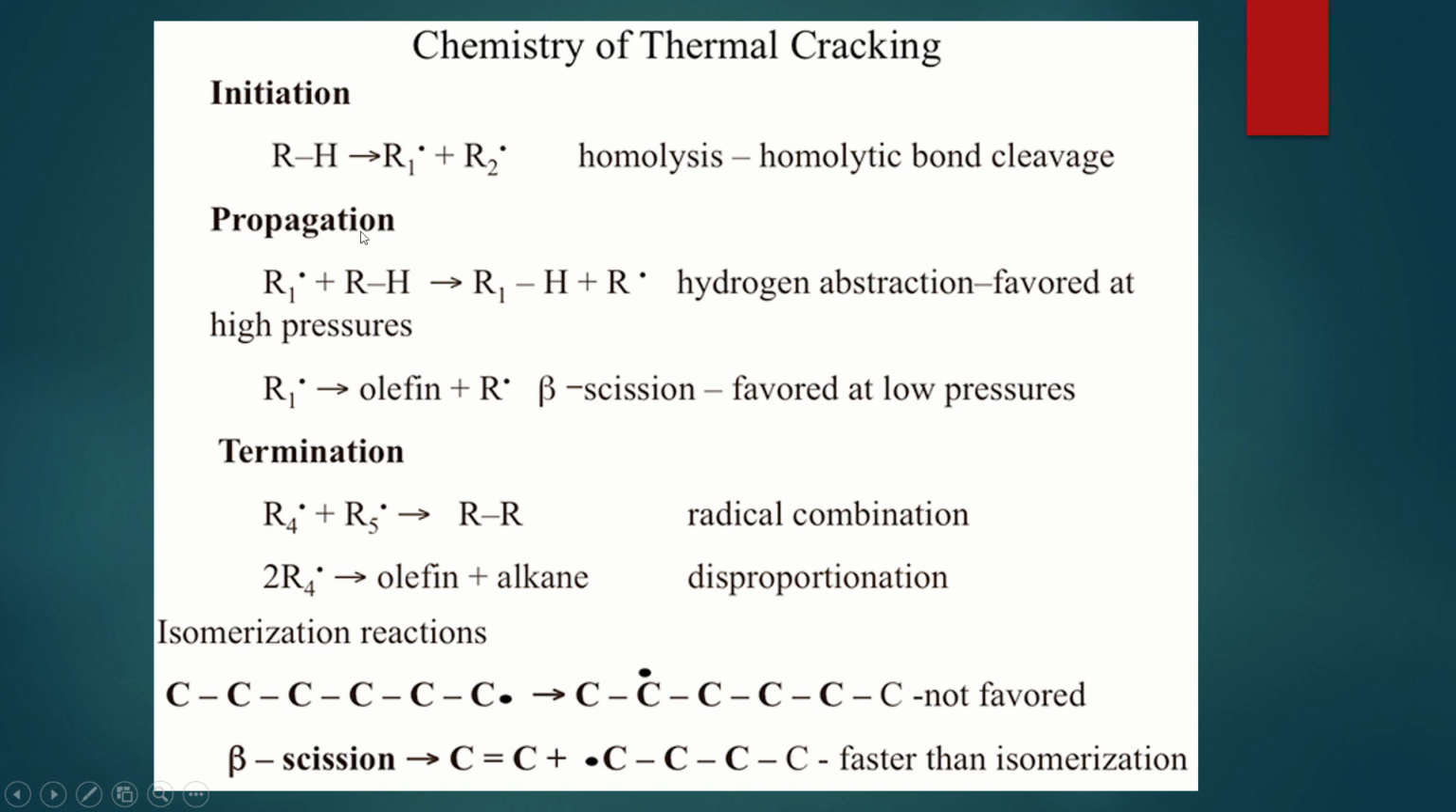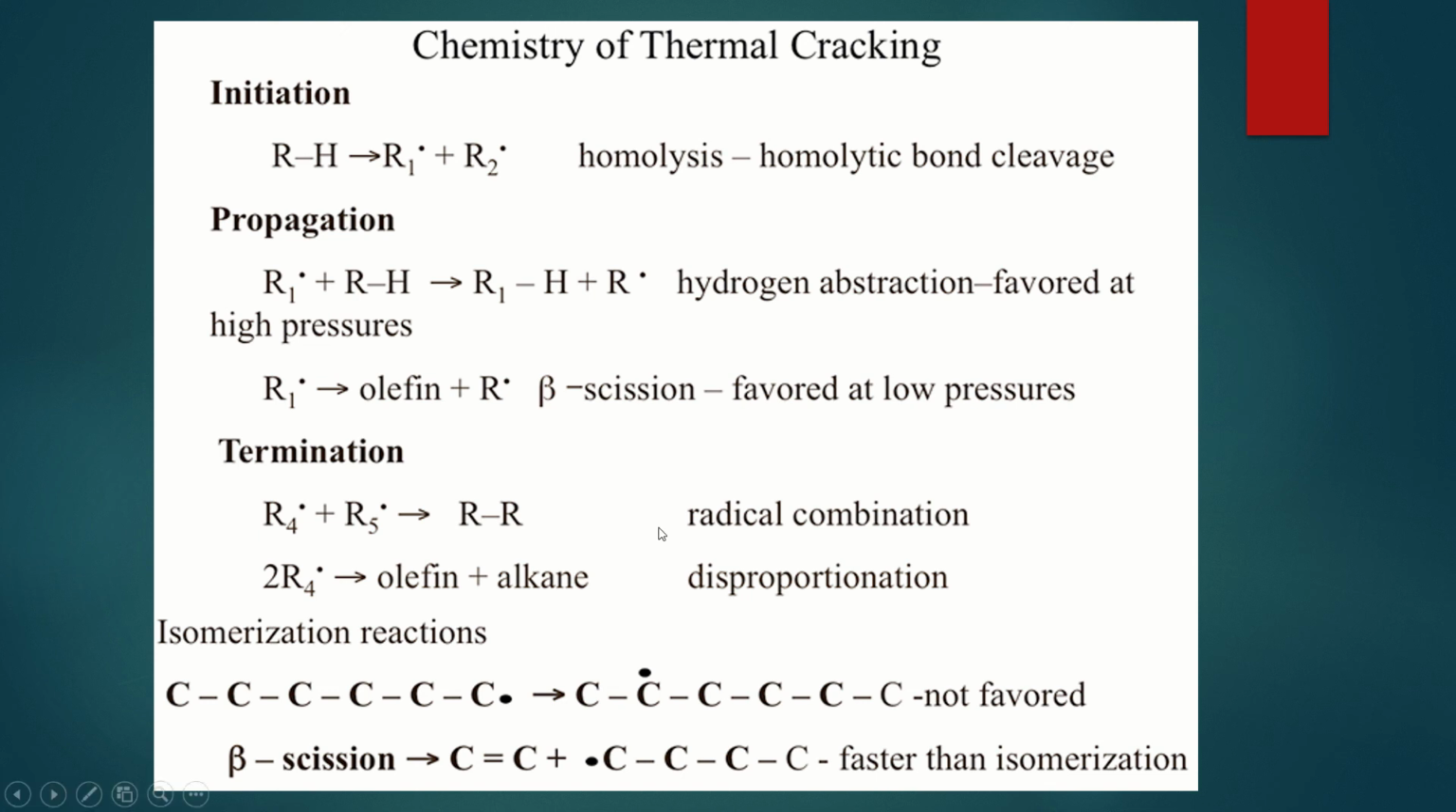Then the propagation reaction occurs, which is hydrogen abstraction, favored at high pressures, in which the free alkane radical further reacts with an alkane molecule to produce a radical-free alkane molecule and a further alkane radical, which undergoes olefin formation and beta scission, which is favored at low pressure. Finally, the termination reaction occurs. This reaction is responsible for stopping the reaction.